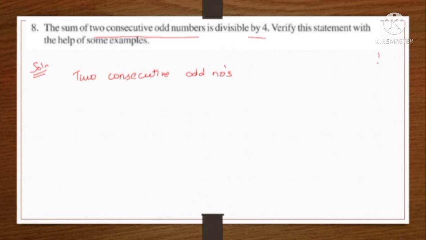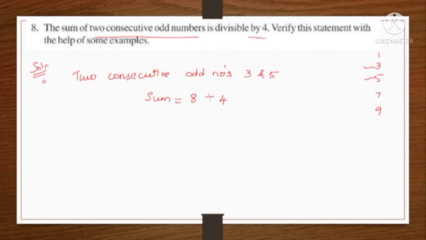Odd numbers are 1, 3, 5, 7, 9. Numbers ending in these digits are odd numbers. So we can choose any two odd numbers. Let us take 3 and 5. The sum of two consecutive odd numbers, 3 plus 5 is 8. So this 8 is divisible by 4, isn't it? So thus we verified the statement.